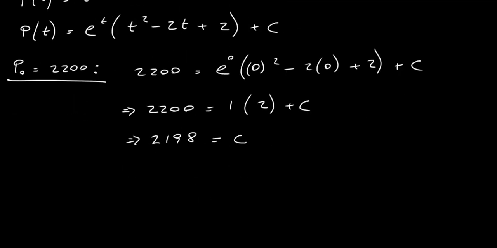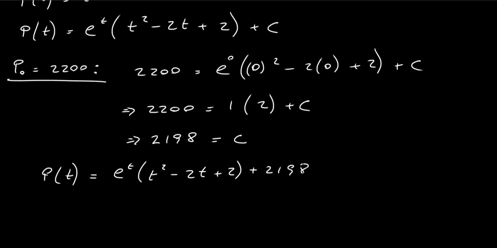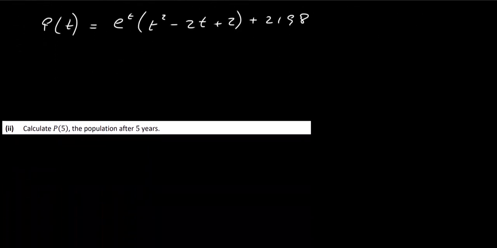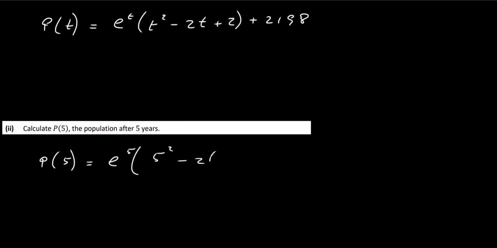So our solution then is P of t is equal to e to the power of t times (t squared minus 2t plus 2), and we work out our c as plus 2198. Okay, last question then. Calculate P of 5, the population after 5 years. So you just got to put our numbers in here. P of 5 is equal to e to the power of 5 times (5 squared minus 2 times 5 plus 2) plus 2198. When you do all of that, you get 4,721. Okay, that's it for this question.